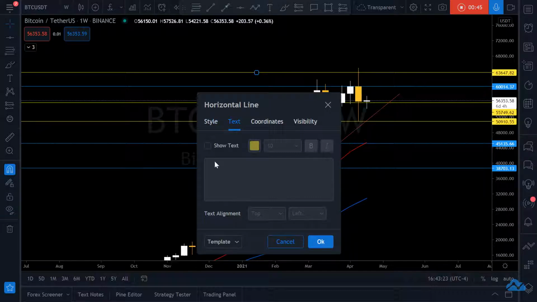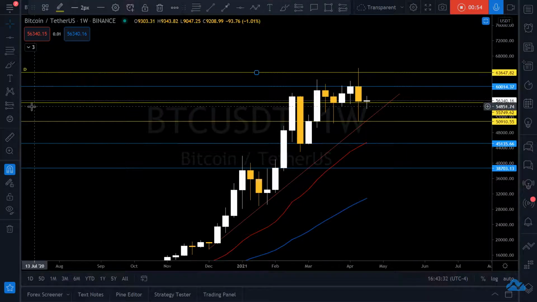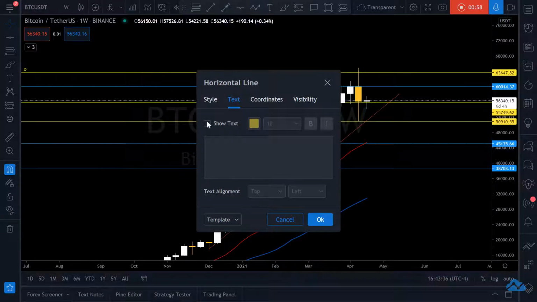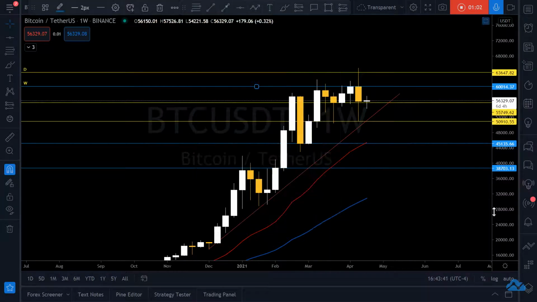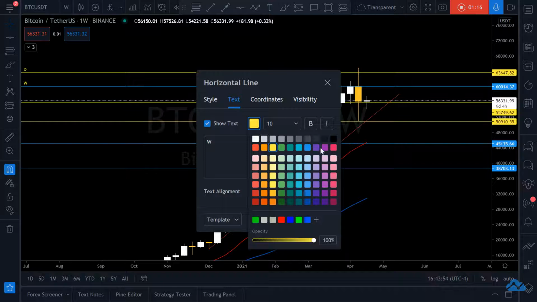This is daily. Excuse me. All of the yellow lines are dailies, and the blue is going to be weeklies. These are weekly support and resistance levels. And I'm doing the ones that are nearest price. I went a little far down here, but it's okay. I didn't put the right color on that one.